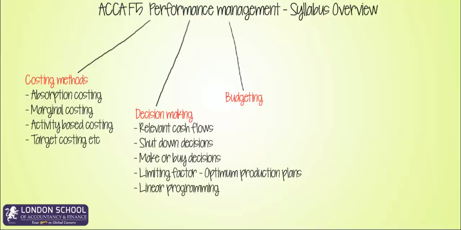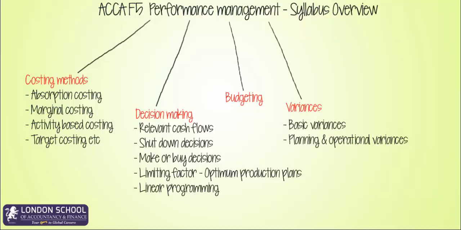It's not a major part of F5, but nevertheless we're going to go through it in due course. The fourth part of the F5 syllabus is variances. We have already done the basic variances in F2. We're going to review them in F5, and then build on that. We will take them a step further and calculate the planning and operational variances. Similarly, we're going to look at what we mean by mix variances, quantity variances, yield variances, and so on.